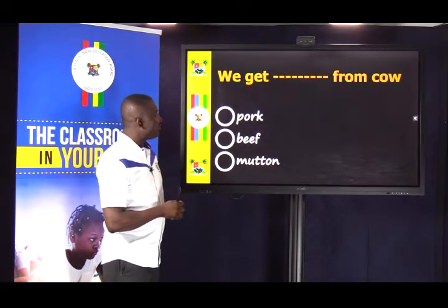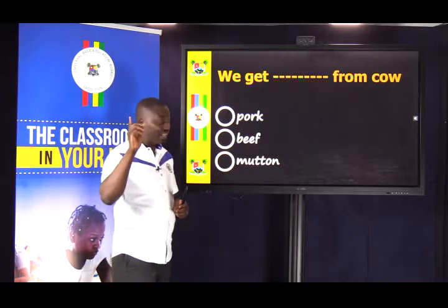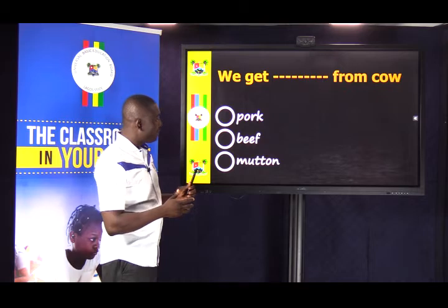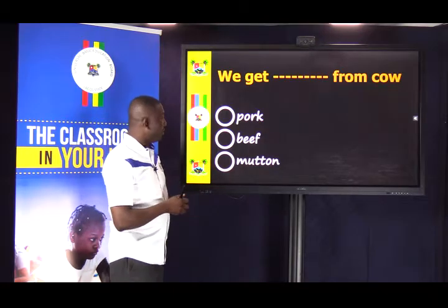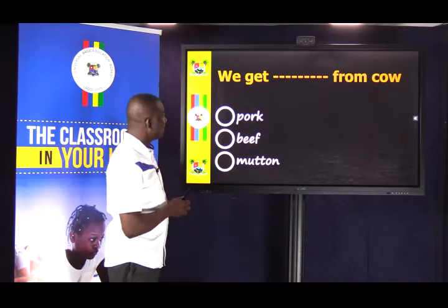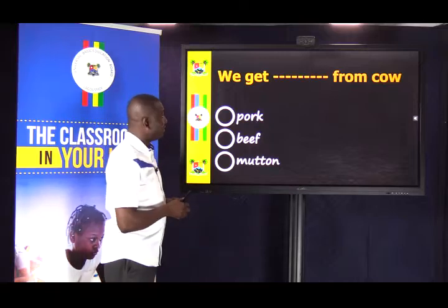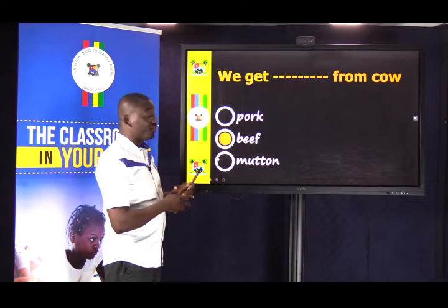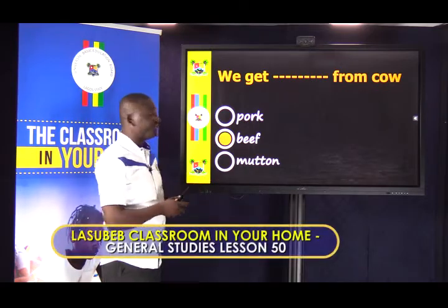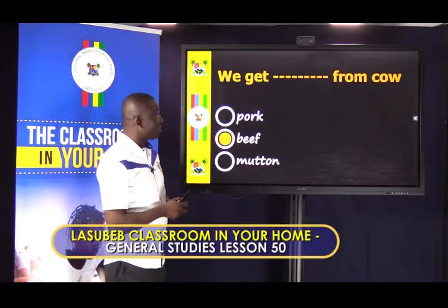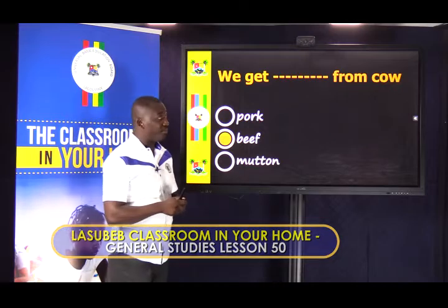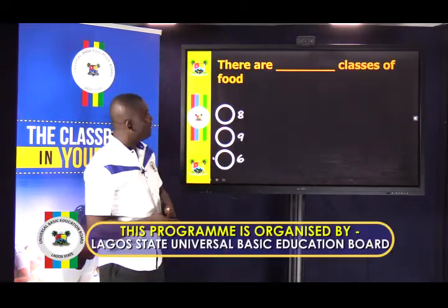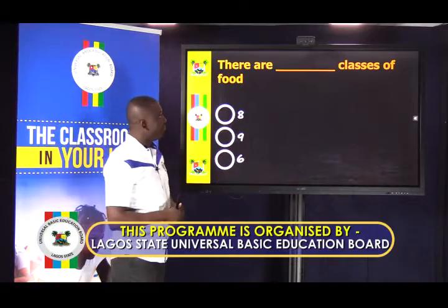We get dash from cow. I think I explained that earlier in one of our questions. We get dash from cow. Is it pork? Is it beef or mutton? Okay? No, beef. You can get pork from pig and beef from cow. So cow is the correct answer. We can get beef from cow. The meat of cow is called beef.